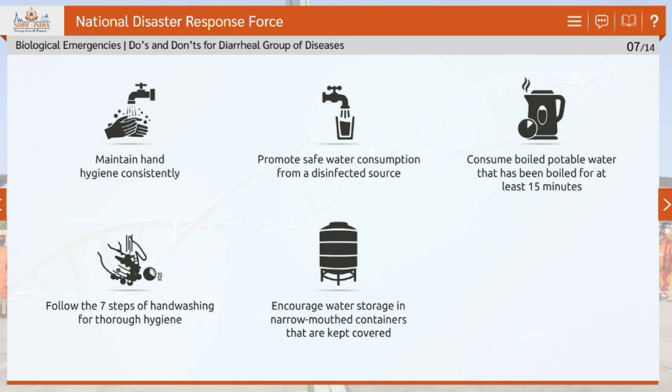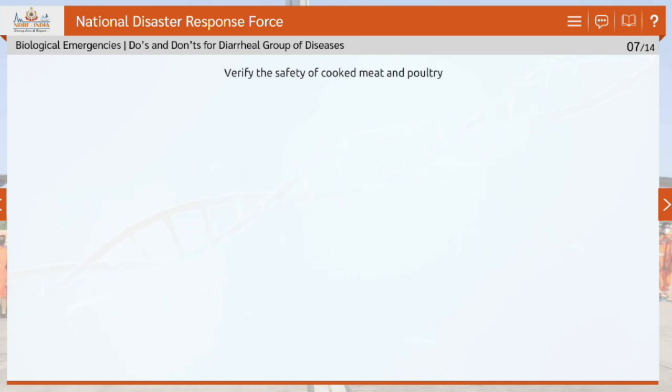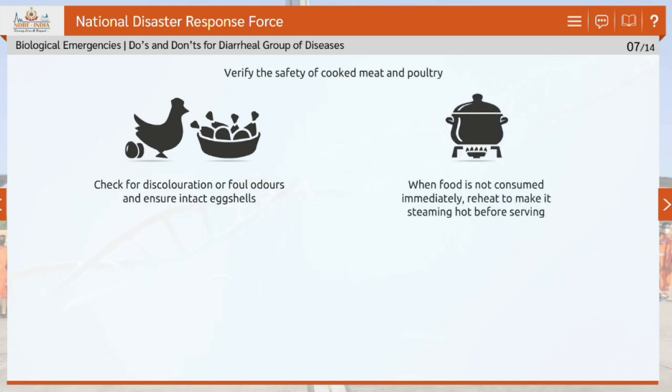Encourage water storage in narrow-mouthed containers that are kept covered. Ensure thorough cooking of meat, poultry, eggs and seafood until they get steaming hot. Verify the safety of cooked meat and poultry, checking for discoloration or foul odors, and ensure intact eggshells. When food is not consumed immediately, reheat it to make it steaming hot before serving.